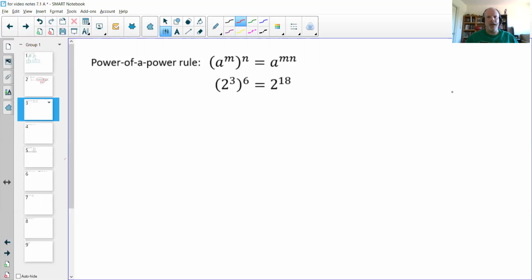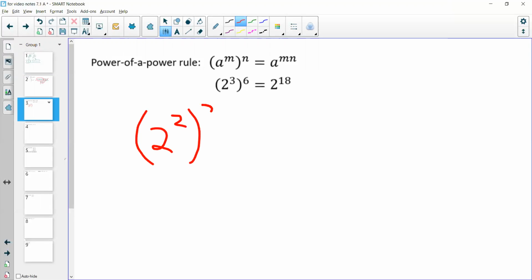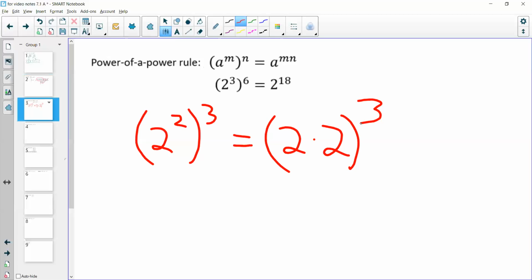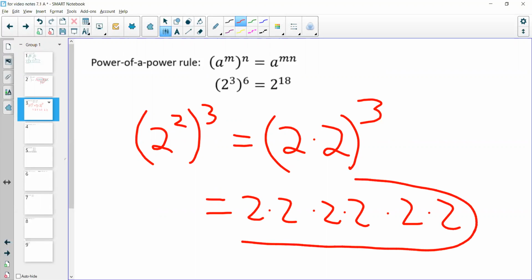Let's look at why this is the case. If I have 2 squared and I raise this to the third or cubed power, this is the same thing as 2 times 2, 2 squared, and then we're going to raise that to the third power, which means I have 2 times 2 times 2 times 2 times 2 times 2. And you can see that that's 6 2's multiplied together, or 2 to the sixth, which means I could have just multiplied the two exponents.